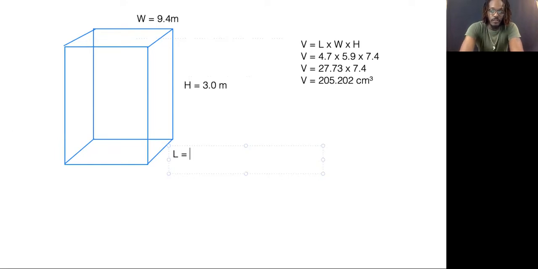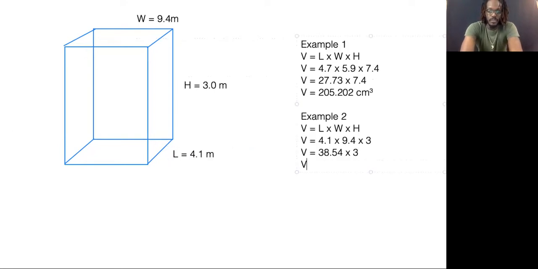So first, 4.1 times 9.4 is 38.54. And we're multiplying that times 3. And then we do 38.54 times 3, which gives us 115.62 meters to the third power, or cubic meters, or meters cubed.